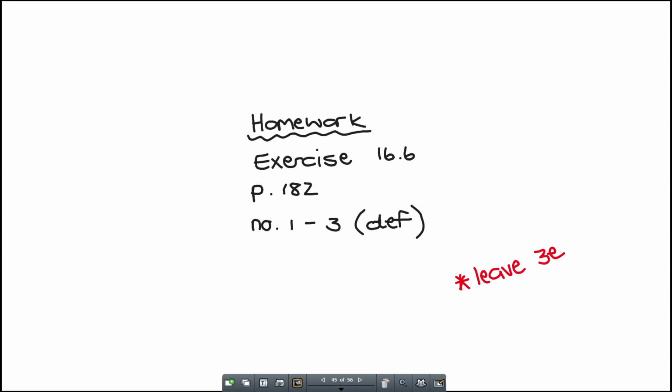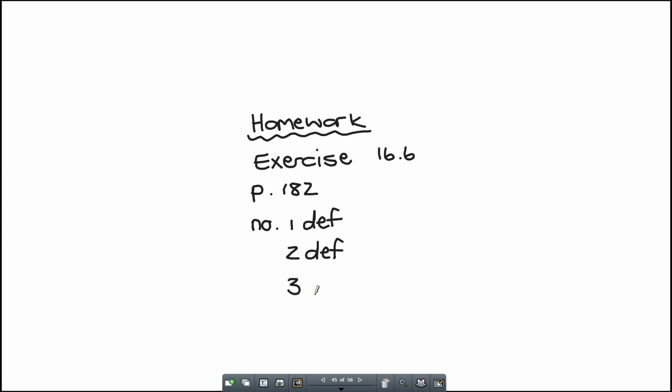Which one? Let me rephrase. I'm going to write it like this. 1, D, E, F. 2, D, E, F. And 3, C, D, F. Okay.